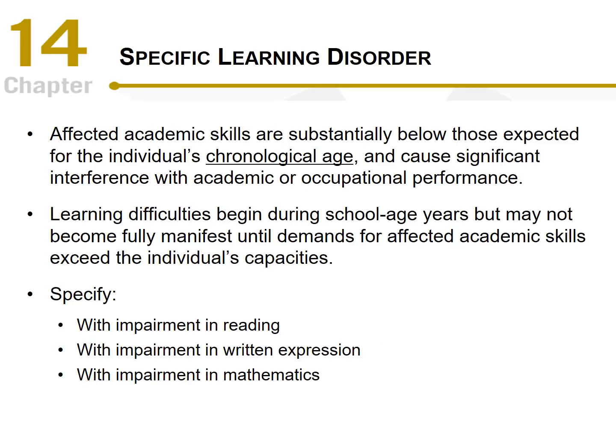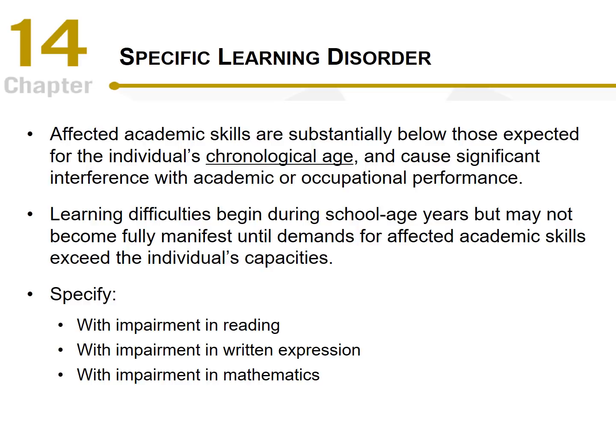Now the criteria go on and say that whatever the area of affected skill, so it could be reading, writing, or math, or a combination of those, they're substantially below those expected. And so we'll talk about what that means in a little bit as we think about how we diagnose specific learning disorder. So substantially below, again, we'll get back to that, of what's expected based on the individual's age, okay? And also that it causes significant interference with their academic or occupational performance.